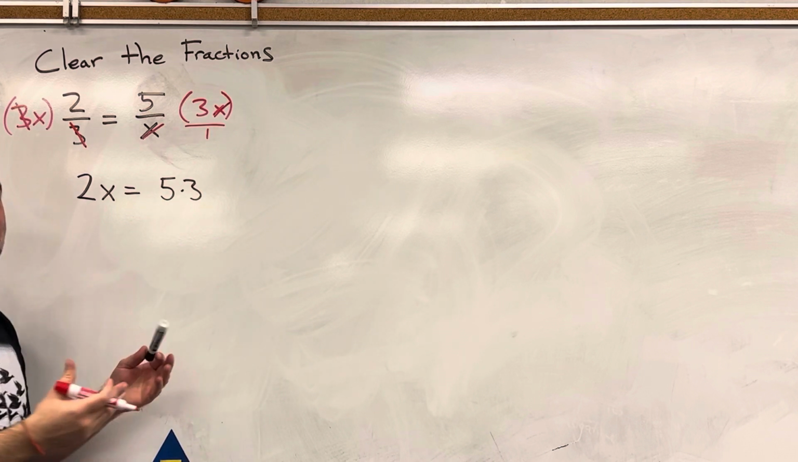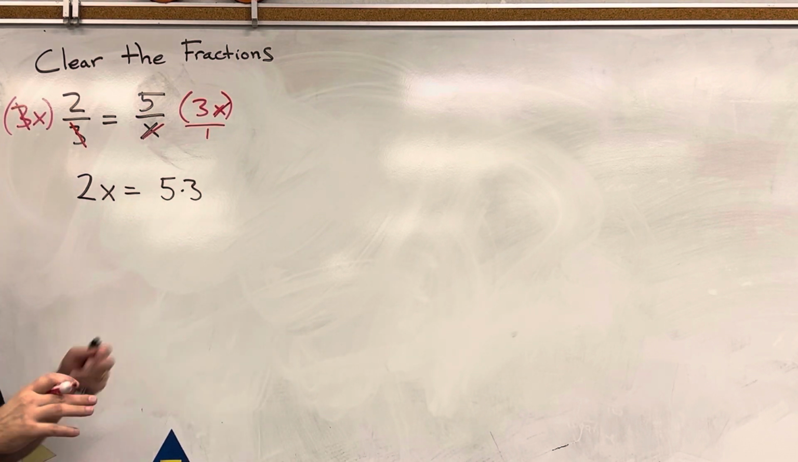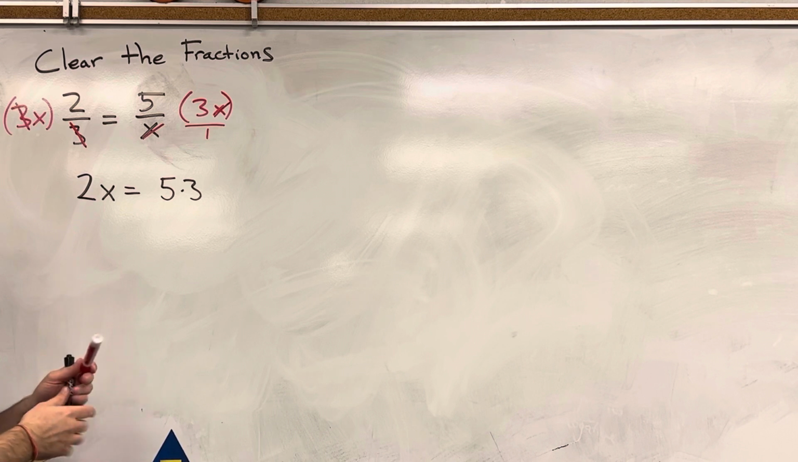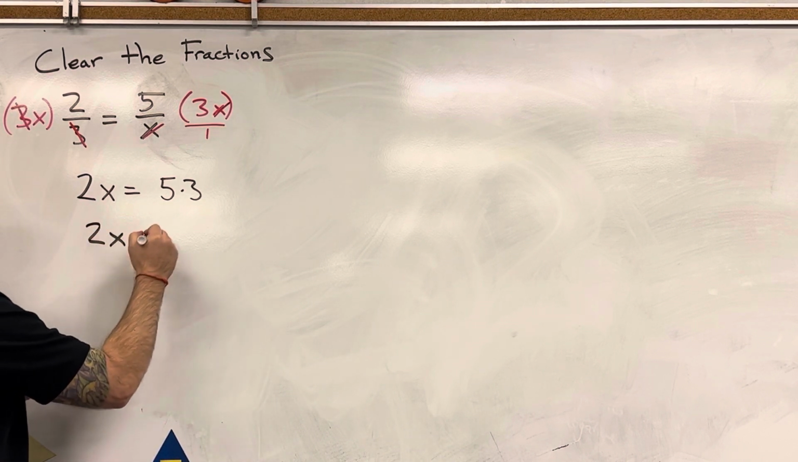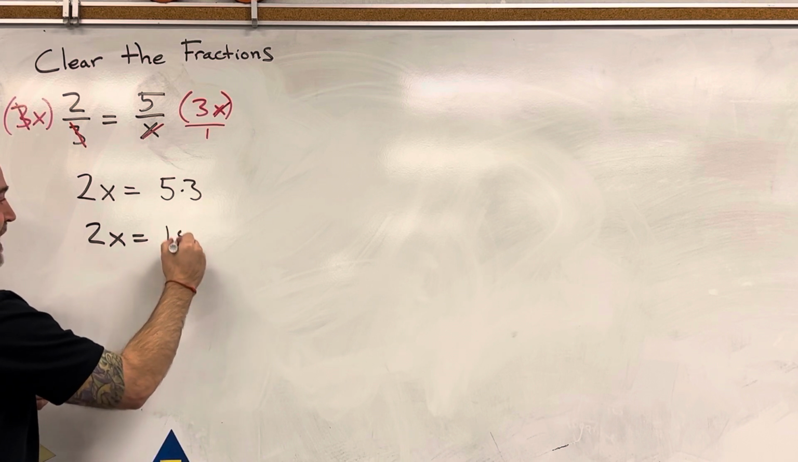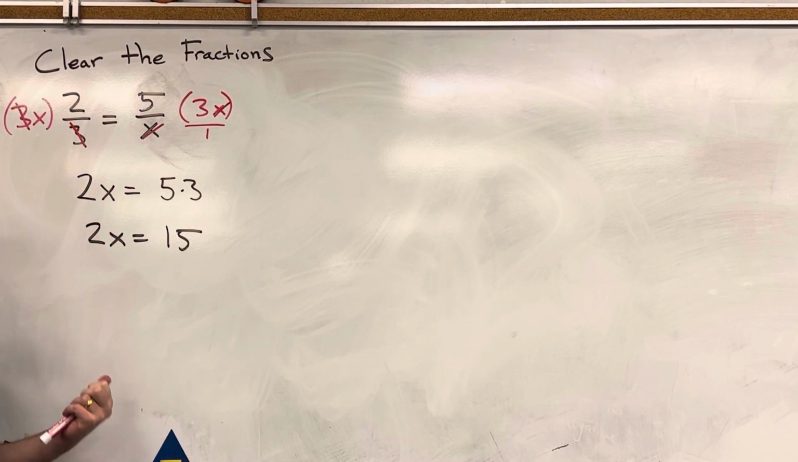Let's go ahead and now finish our work here. I would say simplify first. It's kind of the easiest way to do it. Don't want to skip too many steps. So 2x is equal to 5 times 3 is 15. We want to get x by itself. This one should be a little bit easier for a lot of you.